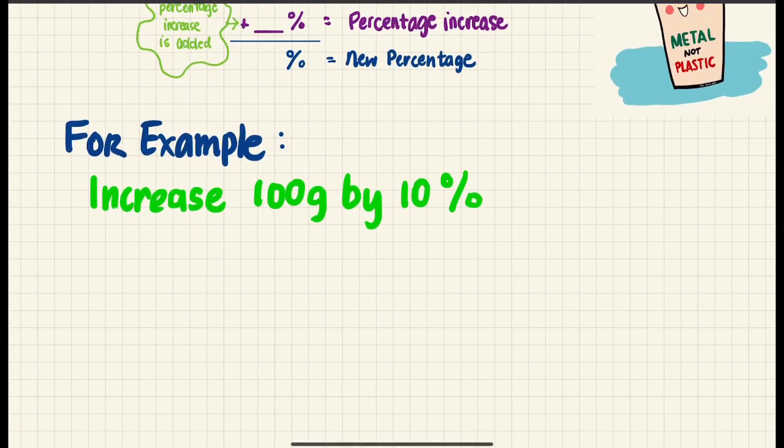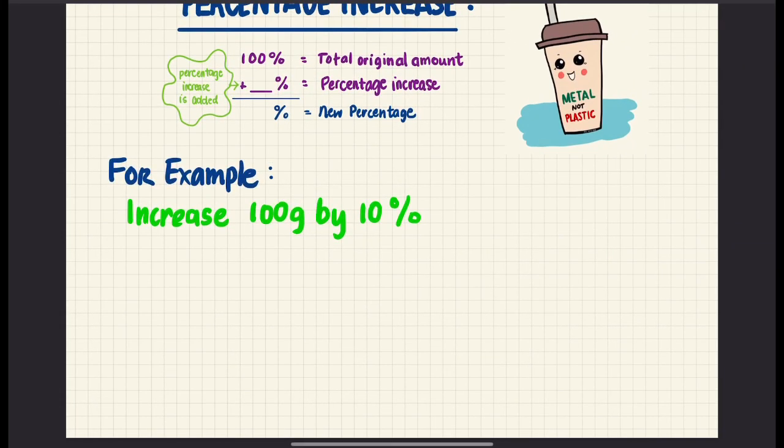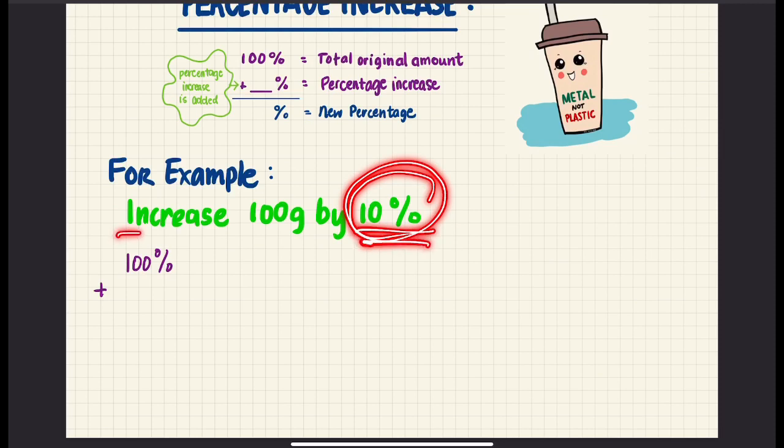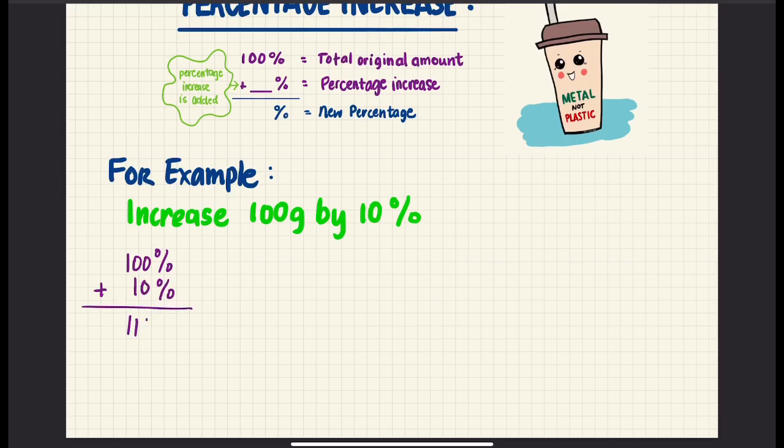So let's use the formula here. 100% plus the percentage increase. What is the percentage increase? 10%. See, increase this amount by 10%. So we know the percentage increase is 10%. So now you have 110%, which is the new percentage.